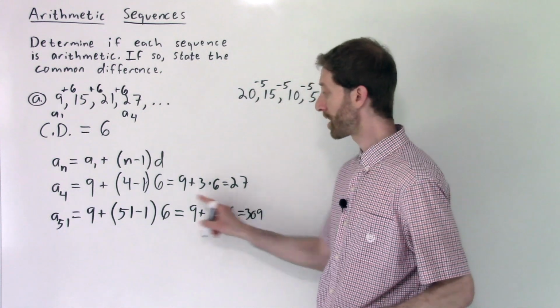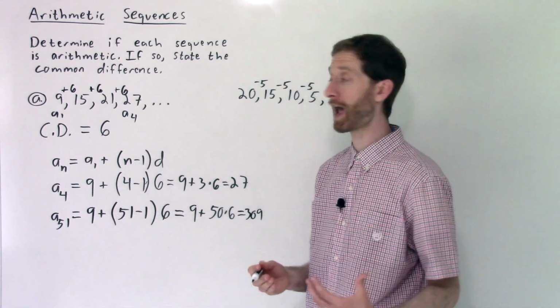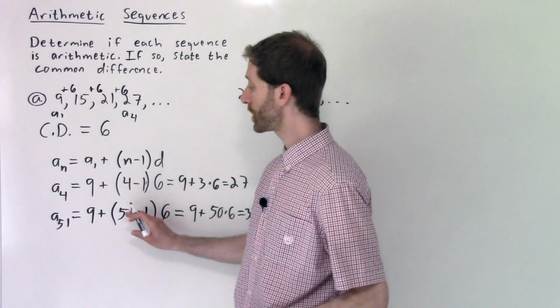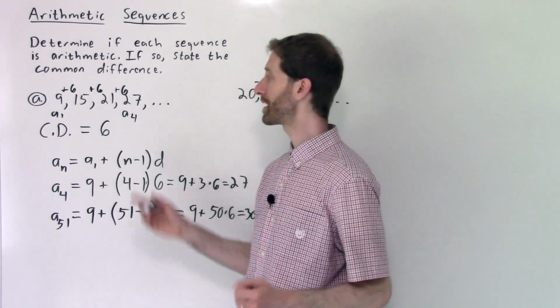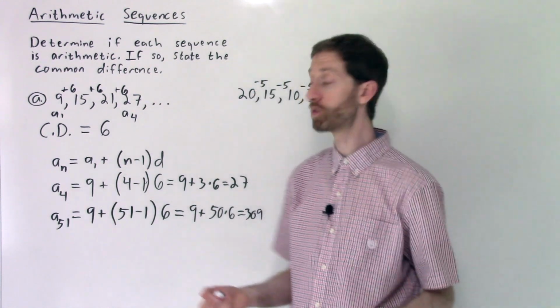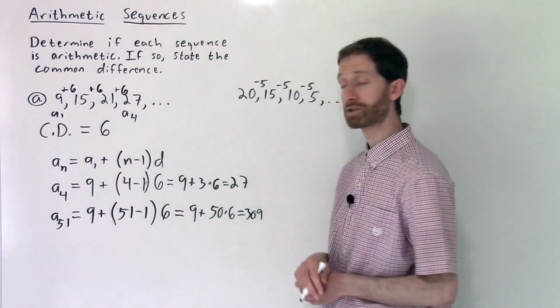So think of this amount as the amount of change that happens, and we add the amount that's changed, or the amount that's earned or lost, to the original number, and that gets you to whatever term value you want. So the 51st term is 309.